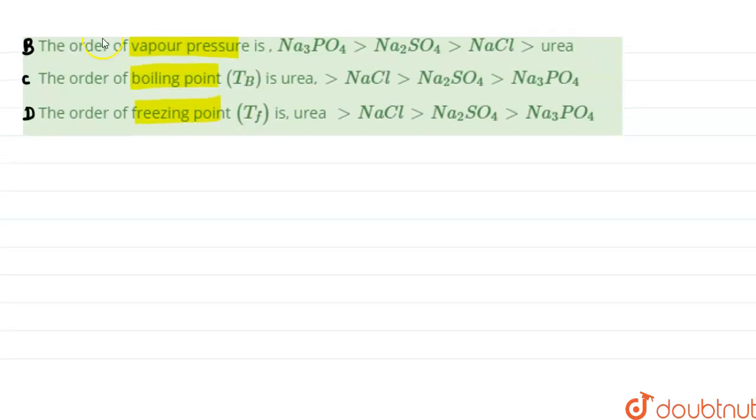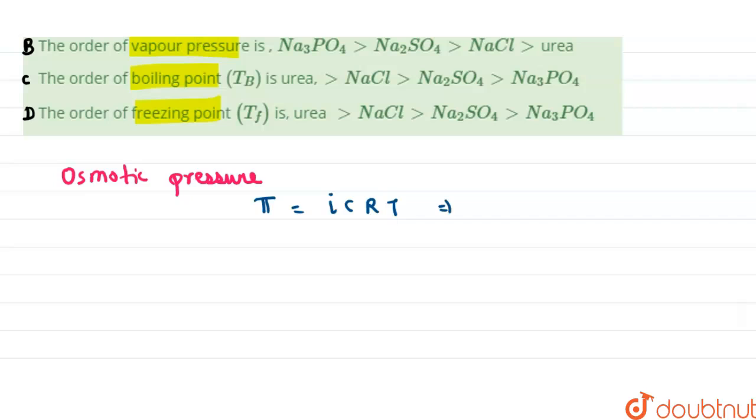So if we consider the osmotic pressure, then osmotic pressure π is equal to iCRT. That means at the fixed concentration and temperature, our osmotic pressure is proportional to van't Hoff factor i. So we can simply say that the more the van't Hoff factor, the more the osmotic pressure.